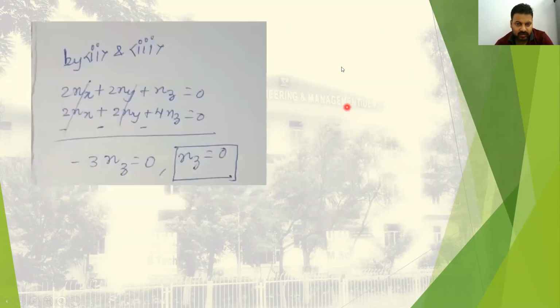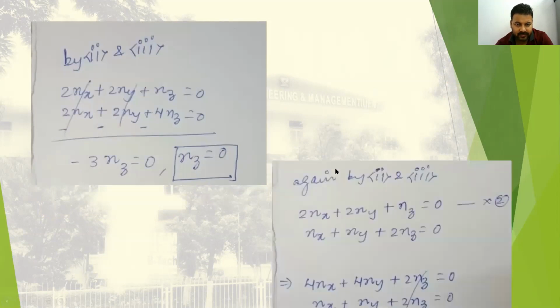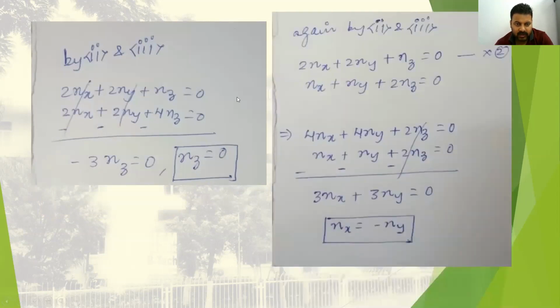So let me show you once again the rough calculation that was for equation 2 and equation 3, as you can see here. These were the two results, nz equal to 0 and nx equal to minus ny. And how they came, you can see it and note it down.